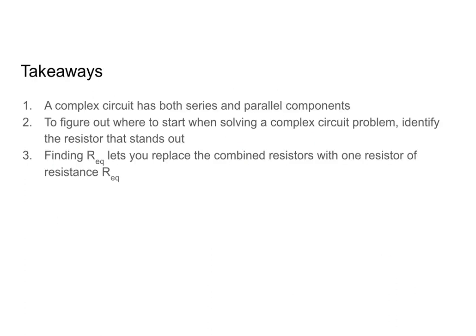First of all, a complex circuit has both series and parallel components. To figure out where to start when solving a complex circuit, I want to find the resistor that stands out. So find me the odd one out. Find me the resistor marching to the beat of a different drummer. And then finally, once I have found REQ, I can replace the resistors I just combined with one resistor. This is helpful because it turns my complex circuit into a simple series or parallel circuit. And from there, it's a lot easier to finish solving the question.